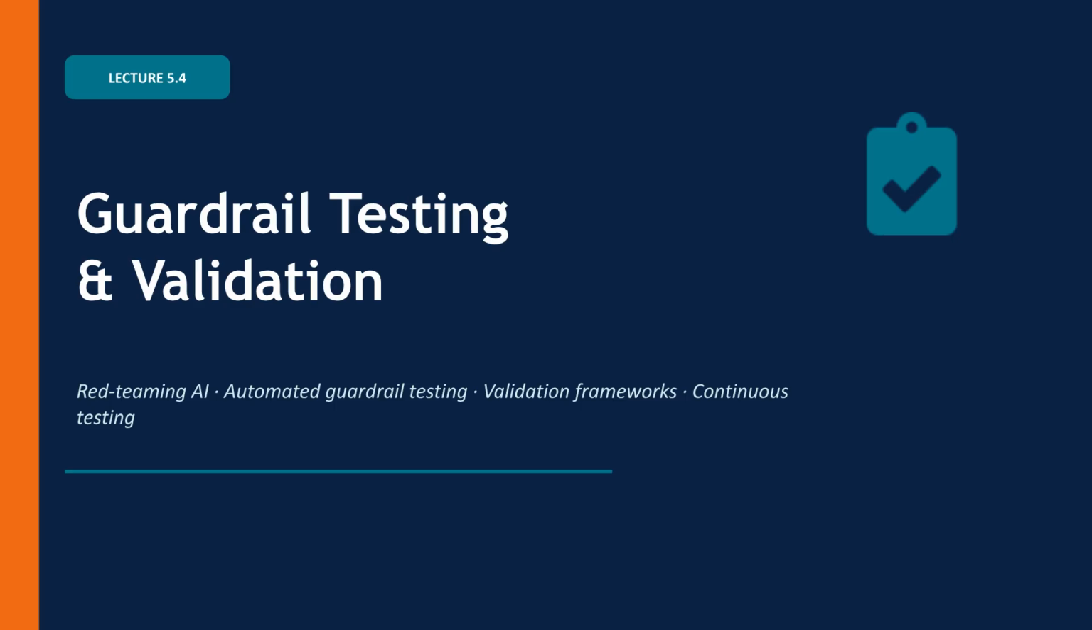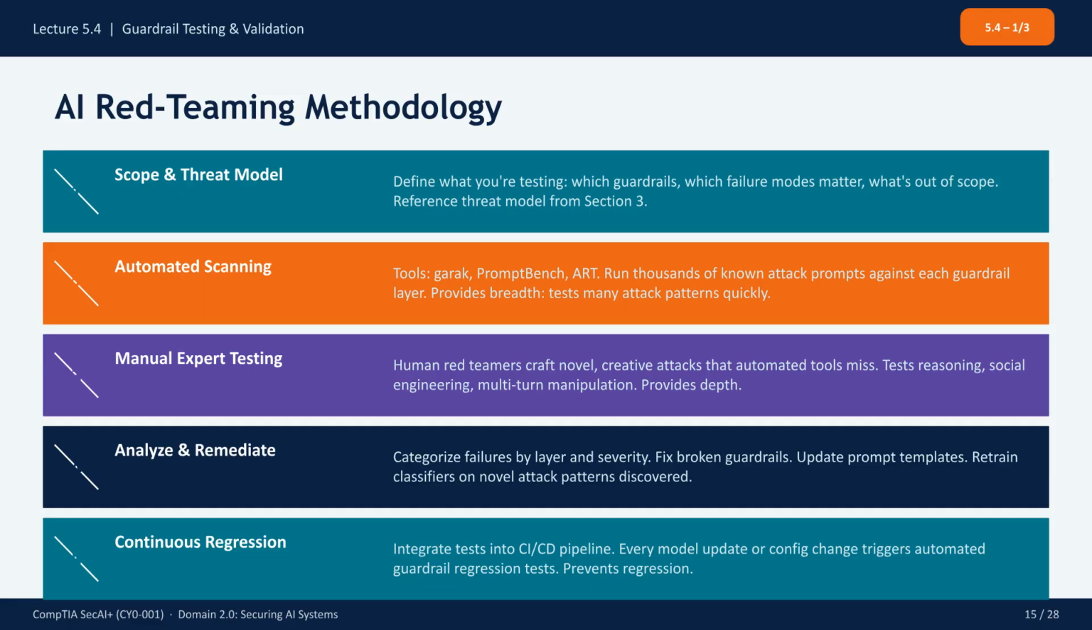The techniques from Section 4, prompt injection, jailbreaking, data poisoning, are now used constructively to stress test the controls from this section. Red teaming connects the attack knowledge from Section 4 with the defensive controls from Section 5 and is a critical exam topic in its own right. AI red teaming follows a 5-phase methodology that you need to know for the exam.